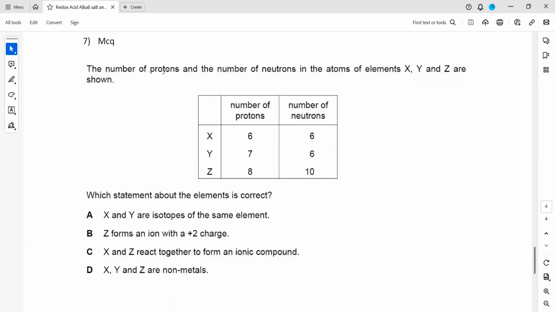In question 7, the numbers of protons and neutrons in atoms of elements X, Y and Z are shown. The number of protons for X is 6 and neutrons also 6, for Y it's 7 and 6, and for Z it's 8 and 10. Which statement about the elements is correct? X and Y are isotopes of the same element. If they were isotopes, they should have the same number of protons. To be isotopes, they need the same proton number but different neutron numbers. But they have the same number of neutrons and different protons, so they are not isotopes.